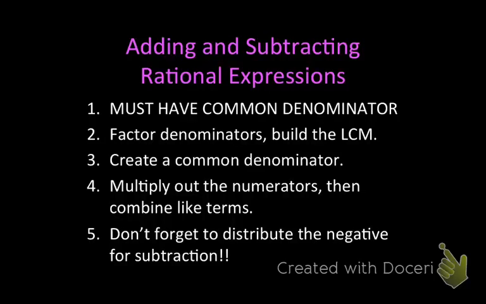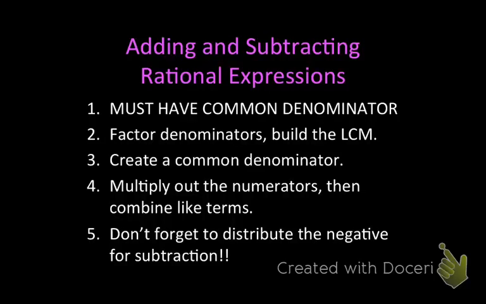The way we do that is to factor out all the denominators. Once you know all the factors from the denominators, that's going to help you build that LCM that you need. Once you know what your LCM is going to be, that's going to be your common denominator. So we need to create that common denominator with each of the fractions by multiplying the numerator and the denominator by whatever the denominator is missing.